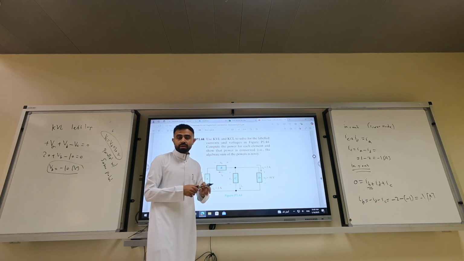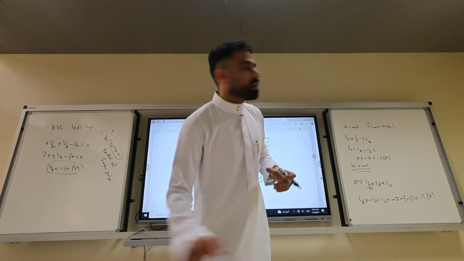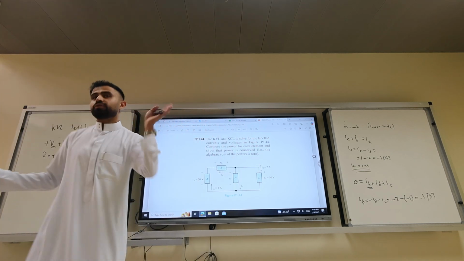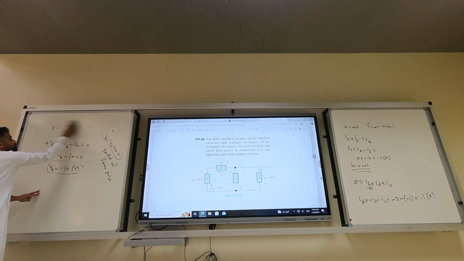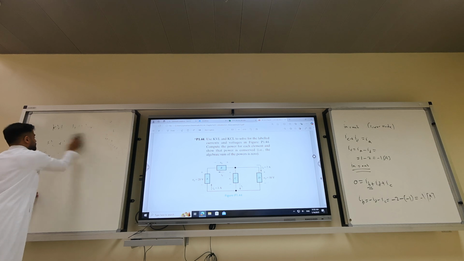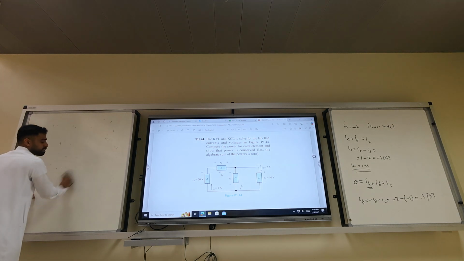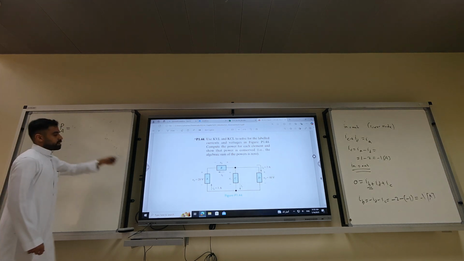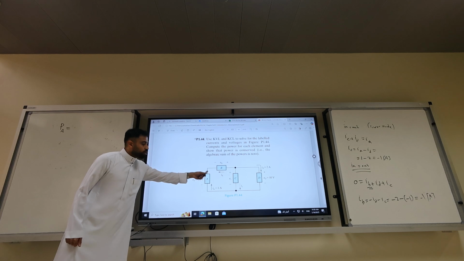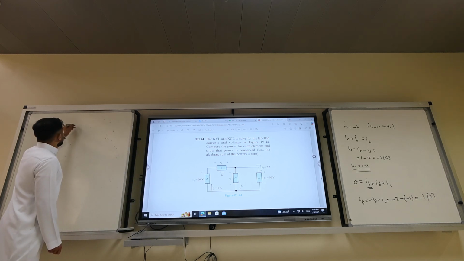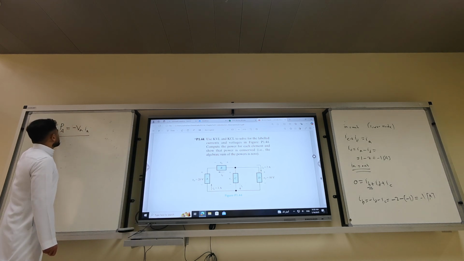Now to calculate the power, which is the last part, can I take 3 minutes? If you want to leave, you can leave. It's recorded on YouTube. So how to do the power? Start with element A. Power A, passive sign convention. Option 1, 2, or 3? Option 3, so you have minus VA times IA. You already have the numbers.